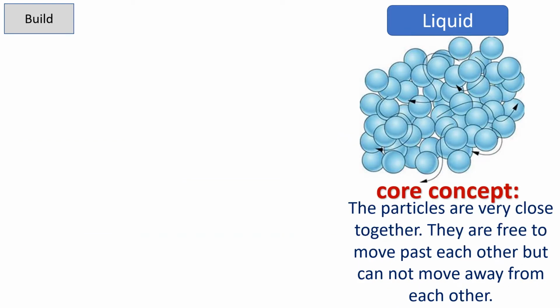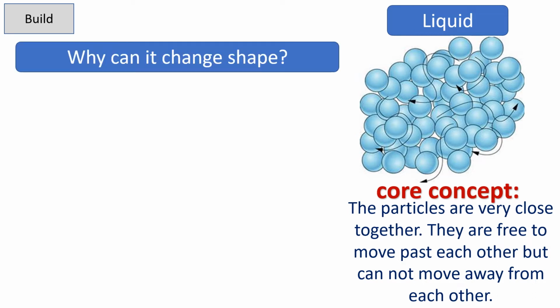So let's consider a liquid. A misconception with liquids is that the particles are no longer touching, they're no longer close together. Now, they're still close, they're almost as close as in a solid, but the big difference is that they are free to move past each other. So they are able to move, but they can't move away from each other. They're still very close together. So let's consider some of the properties of a liquid and see how that core concept applies to the particles.